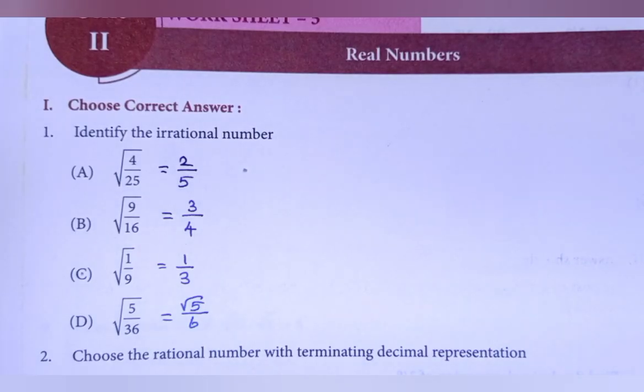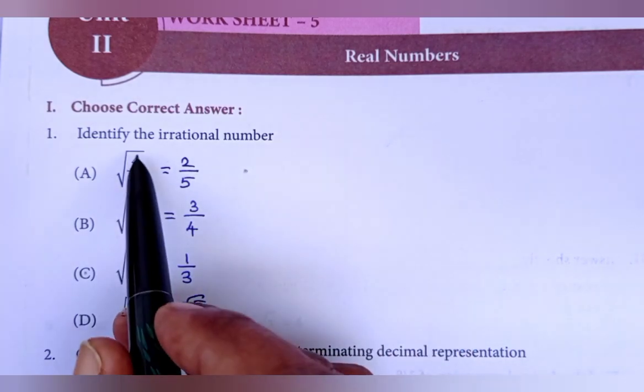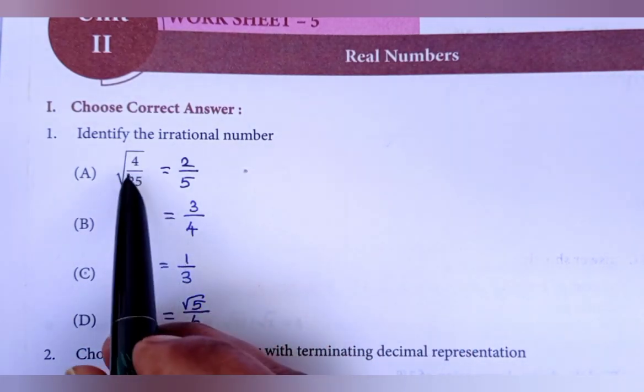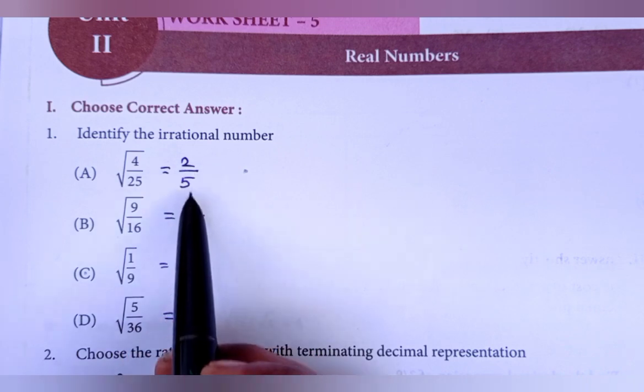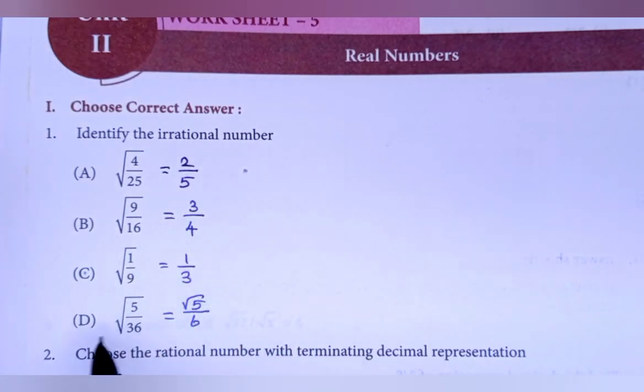We have got the questions from real numbers. First Roman, choose the correct answer. First question, identify the irrational number. We have to find the square root of the given fractions. See, for A it is 2 by 5. For B option it is 3 by 4. For C option it is 1 by 3. But for D we can't find the square root of 5.